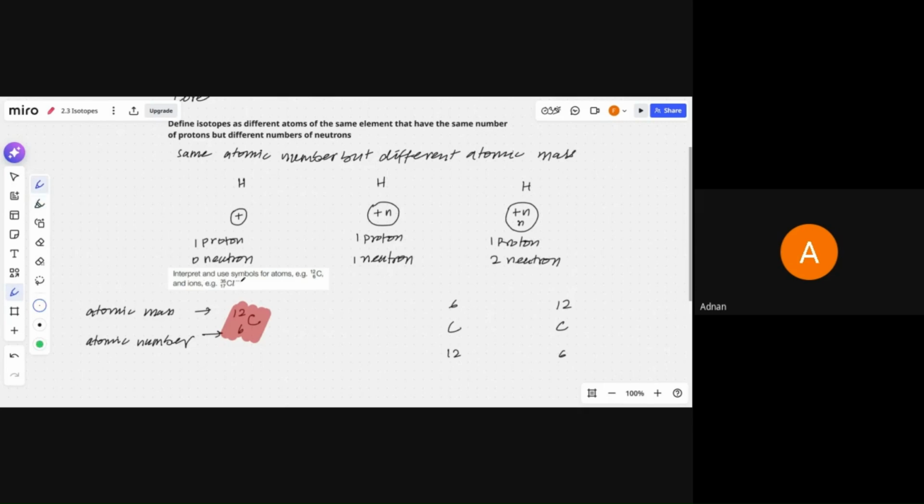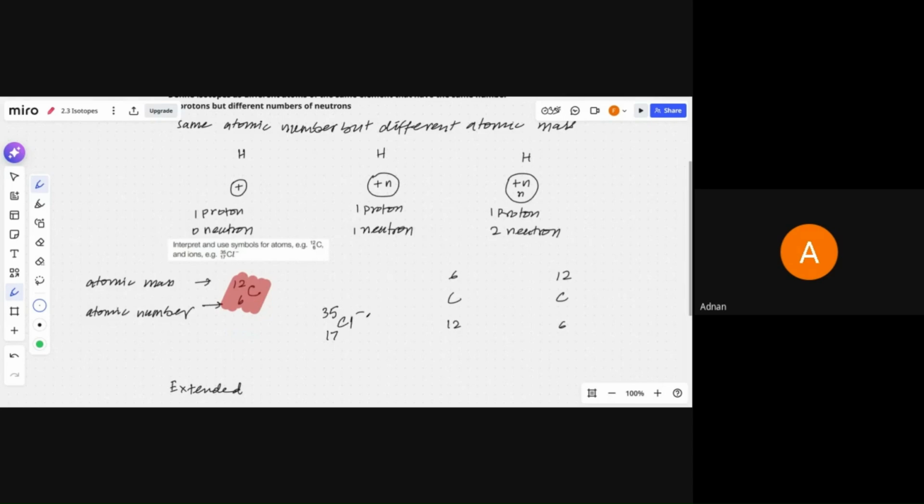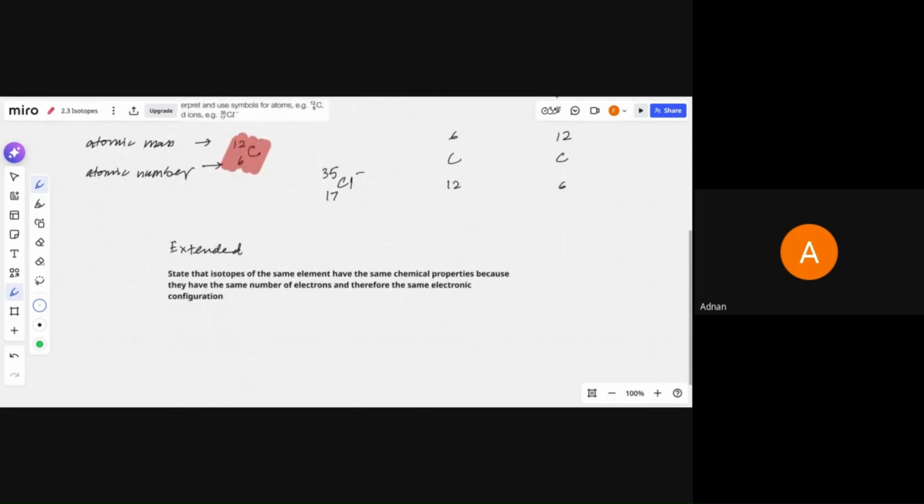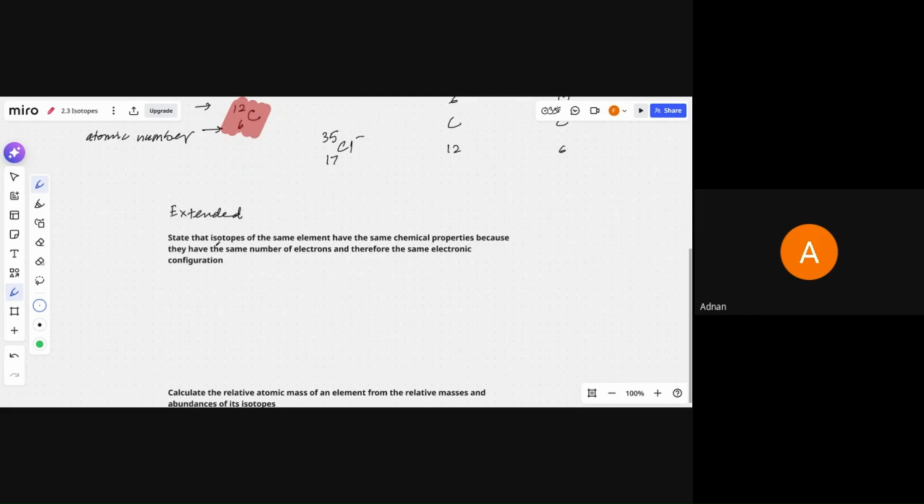So if it has a negative charge, for example chlorine with atomic number 17 and atomic mass 35, and with one negative charge, it means that it has 18 electrons, because it has gained one, right? We have already talked about this in our previous lessons. You can watch those videos. So this is how we denote atoms with their symbols, their proton numbers, and their mass numbers.